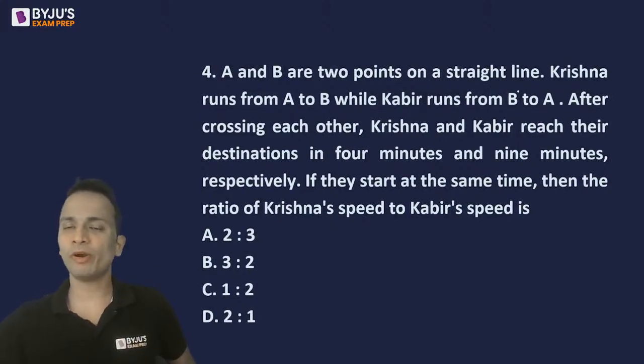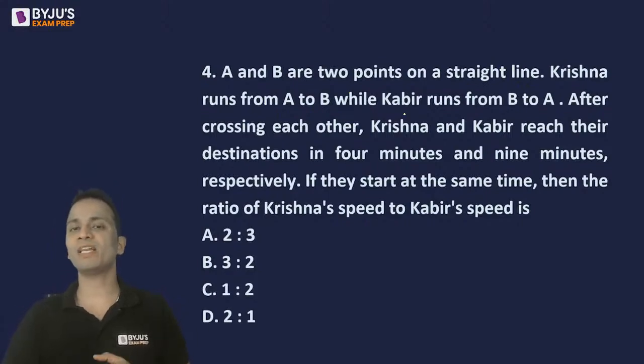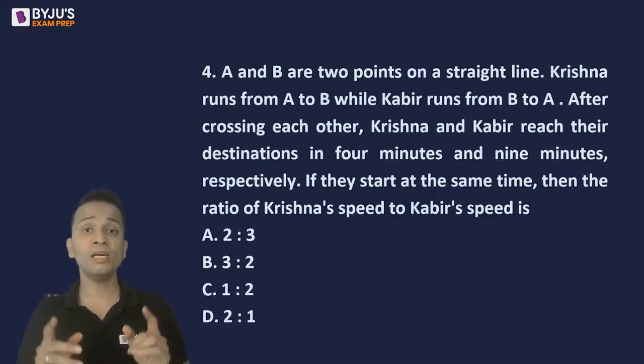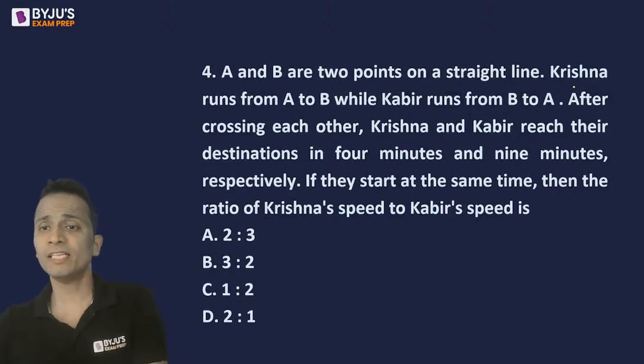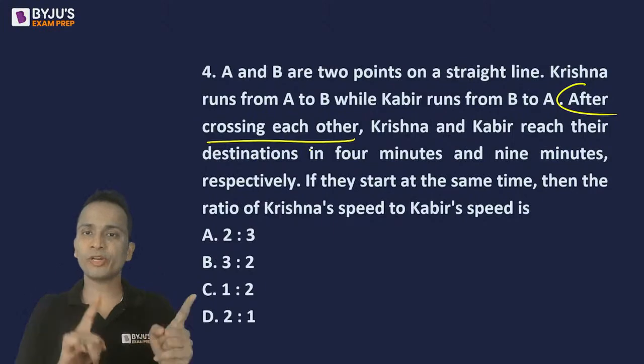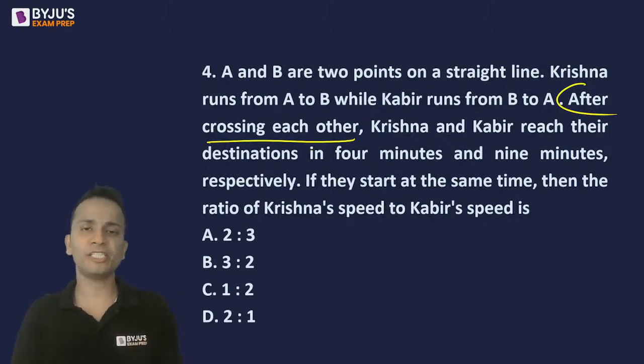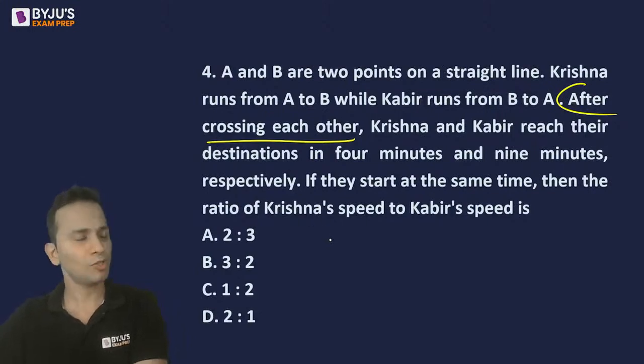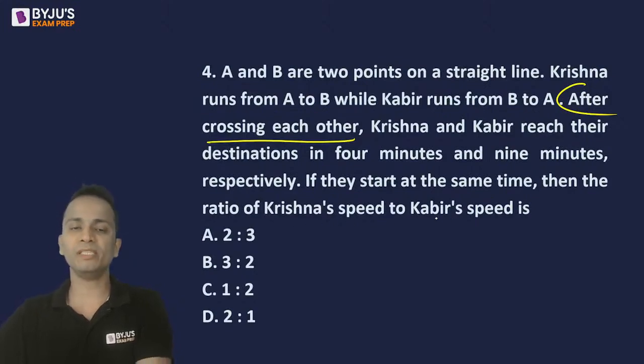Now, A and B are 2 points. Krishna runs from A to B while Kabir runs from B to A. After crossing each other, this line is very important, after crossing each other, Krishna and Kabir reach their destinations in 4 minutes and 9 minutes respectively. If they start at the same time, then find the ratio of Krishna's speed to Kabir's speed.